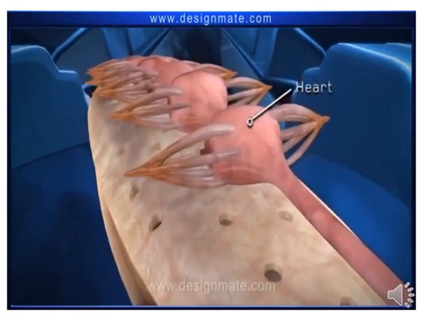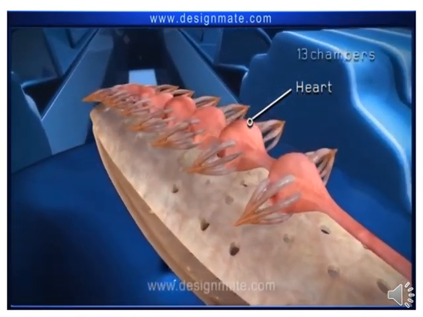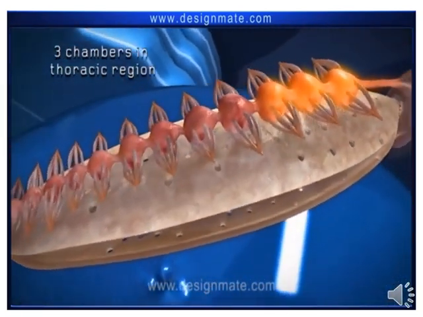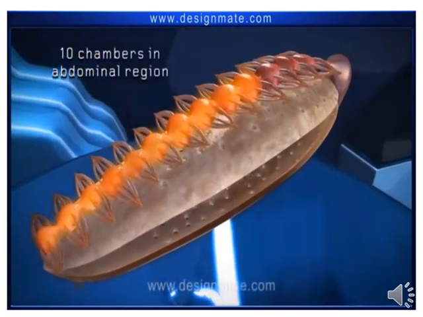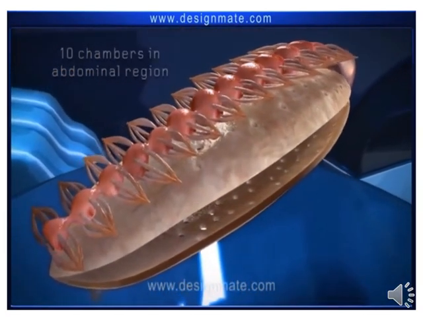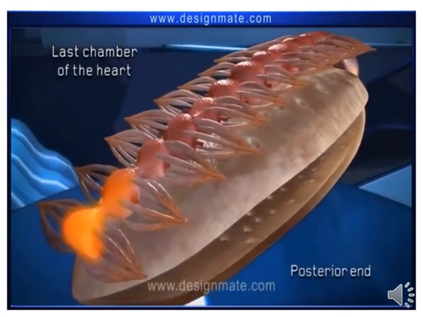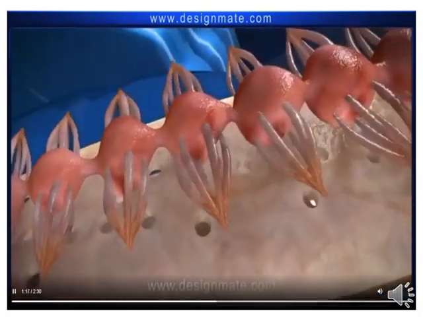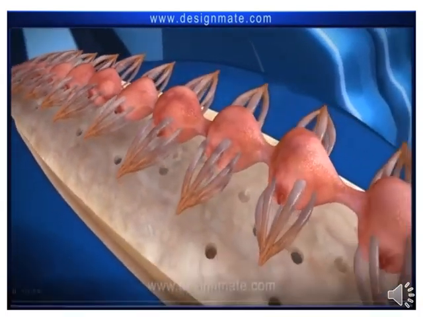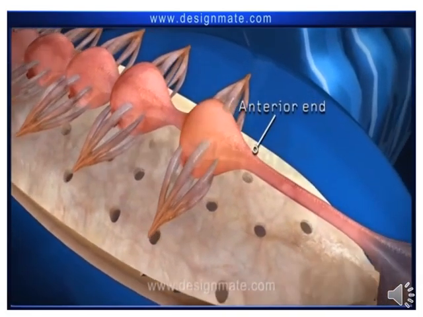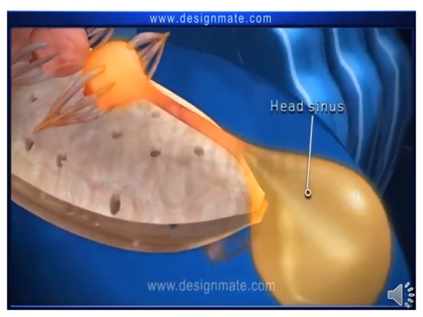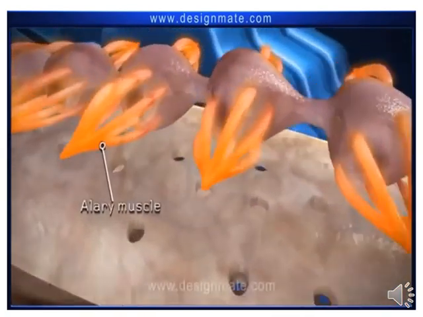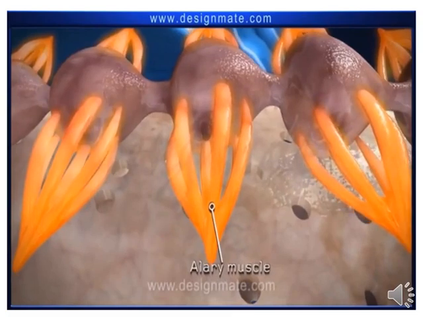The heart is an elongated tubular structure with 13 chambers, 3 in the thoracic region and 10 in the abdominal region. The last chamber is closed at the posterior end, and each chamber opens into the preceding one. At the anterior end, the first chamber of the heart opens into the head sinus through the aorta. A pair of alveolar muscles is present on either side of the heart chamber.